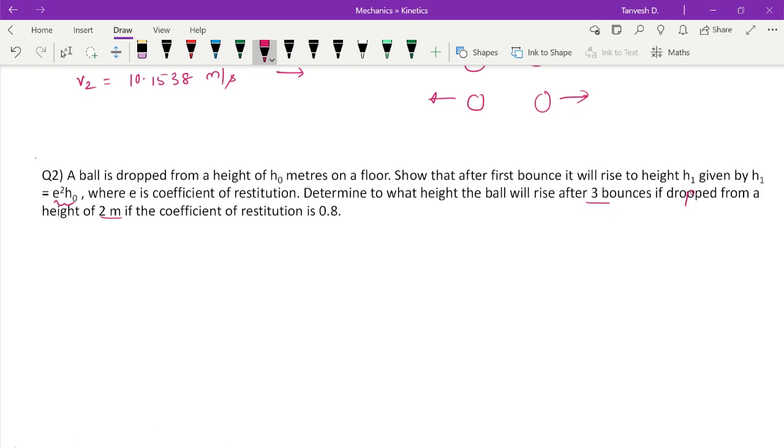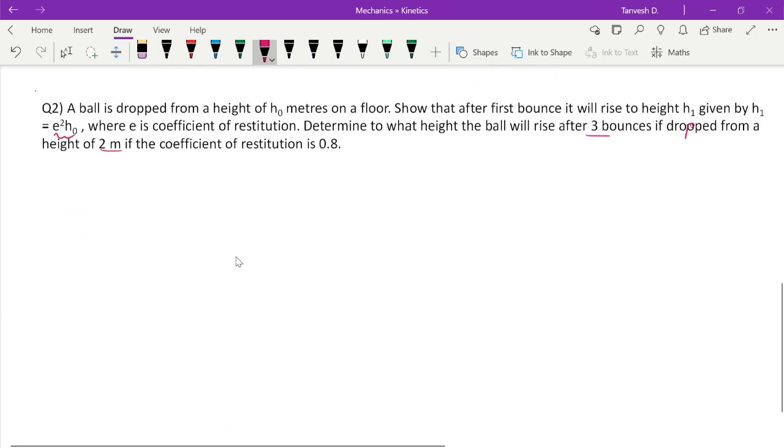So we need to understand that when the ball is being dropped on a floor, there are two objects which are colliding with each other. The first object is the ball, the second object is the ground. Now the ball is being released from a height of h0. What is the initial velocity of the ball, that is, the velocity of the ball just before the impact?